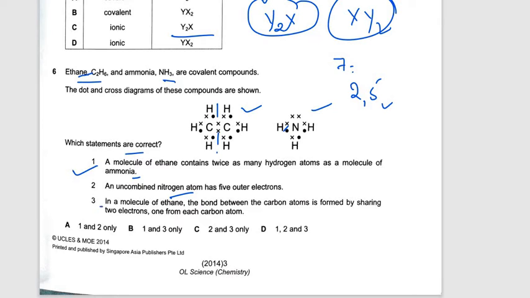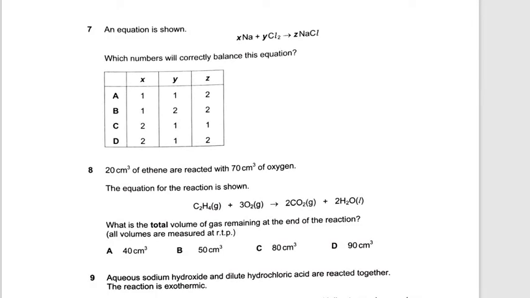Now in a molecule of ethane, the bond between the carbon atoms is formed by sharing 2 electrons, 1 from each carbon atom. That also seems correct, because if you think of the ethane, this is the one sharing here, right? The bond is between these, shared by 2 electrons, 1 from each carbon atom. So this option is also correct. So option number D is correct then. So this is the correct option, you have option number D.